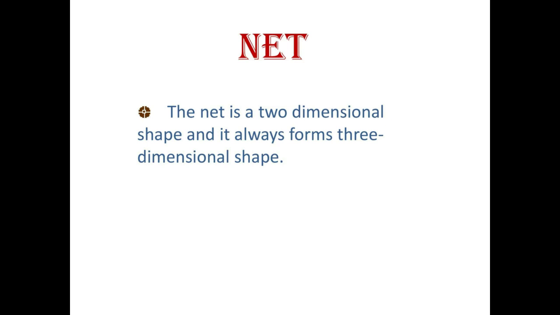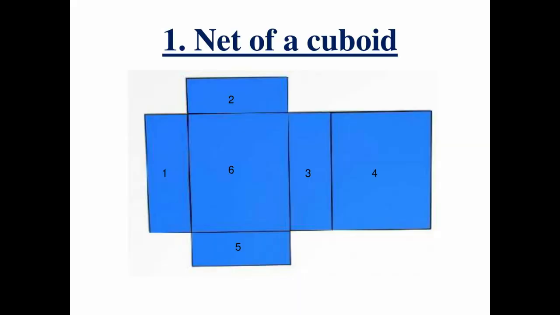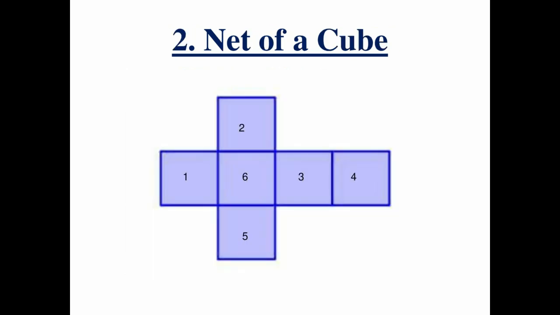Next one is net. What is a net? A net is a two-dimensional figure which can be folded to form a three-dimensional figure. First one is net of a cuboid. 6 rectangles form a net of a cuboid. Net of a cube. 6 equal squares form a net of a cube.